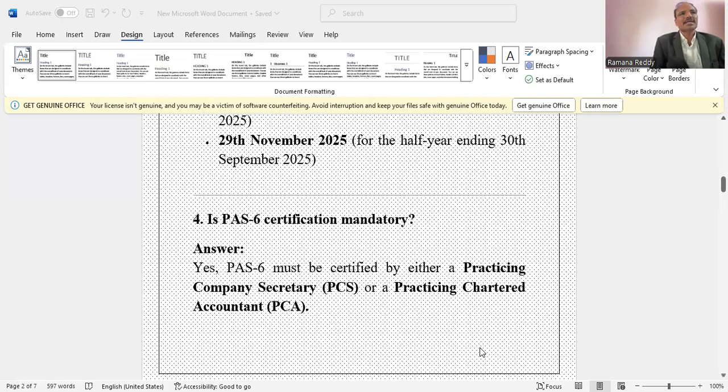Is PAS6 rectification allowed? Once the form is filed, it can't be rectified. And another question: is PAS6 certification mandatory? Yes. PAS6 must be certified by either a practicing company secretary or a practicing chartered accountant.